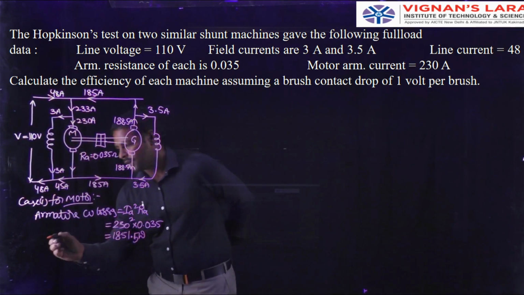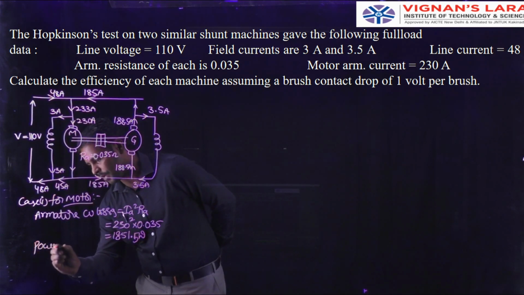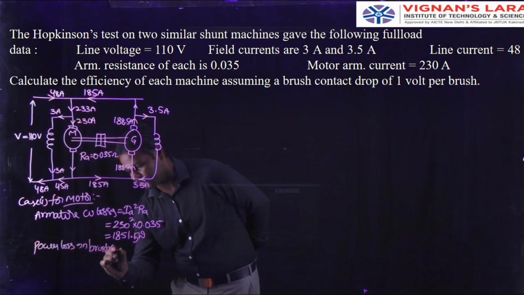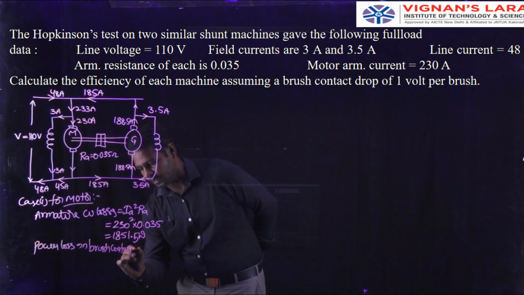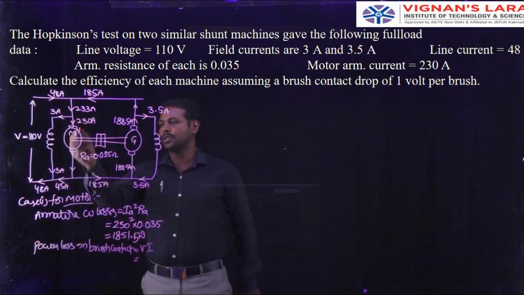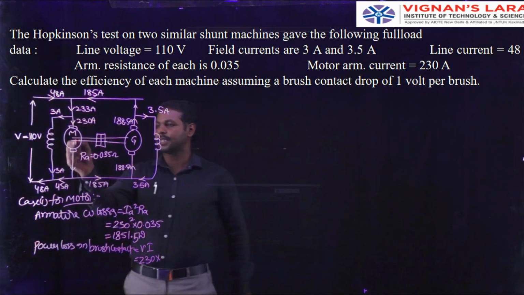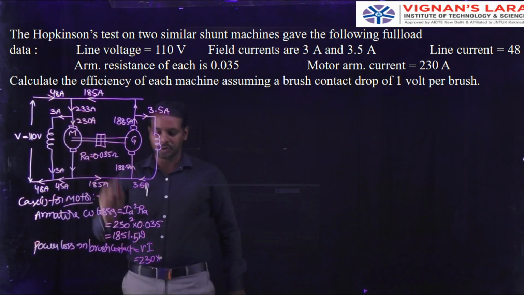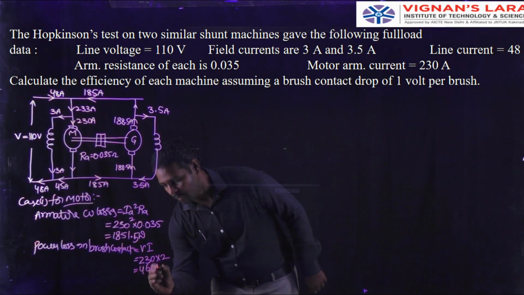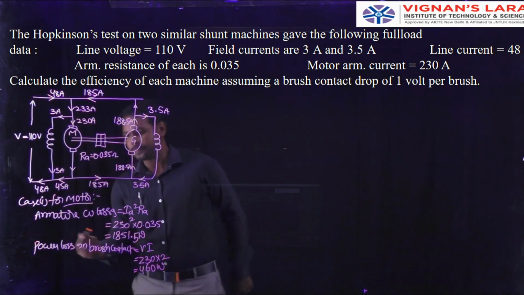Another one is the voltage drop or power loss in brush contact. Power loss in brush contact is equal to voltage into current. So the current in the armature is 230, multiplied with the voltage across each brush, which is 1 volt, but there are 2 brushes. So that's 2 volts, which is equal to 460 watts.